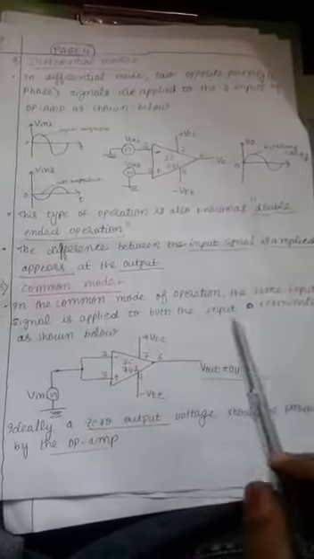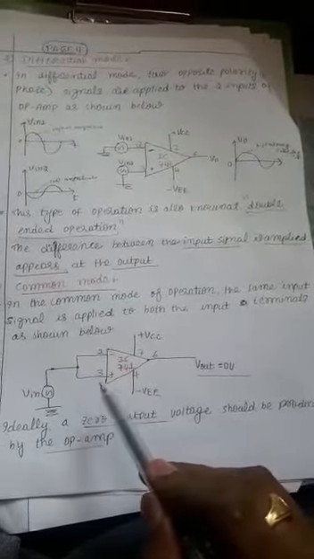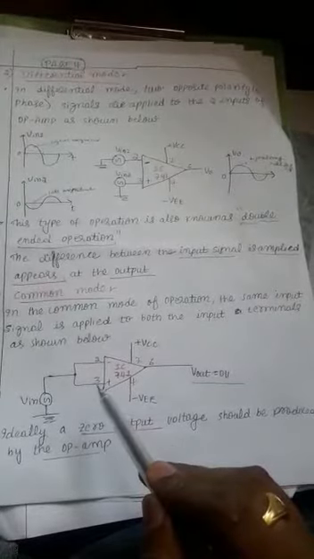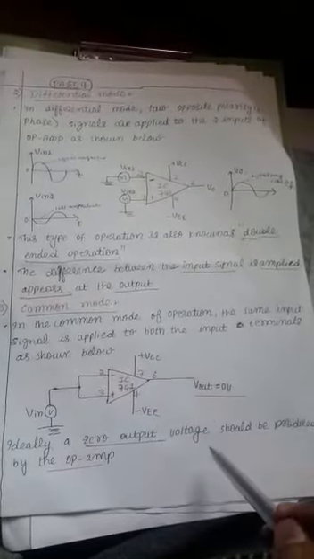Okay, the next one is common mode. In the case of common mode of operation, what will happen? The same input signal is applied to both the input terminals. Then what will happen? If you take the difference of both the signals, they are the same but in inverted manner, so they will cancel each other. Therefore the output voltage is 0 in common mode.